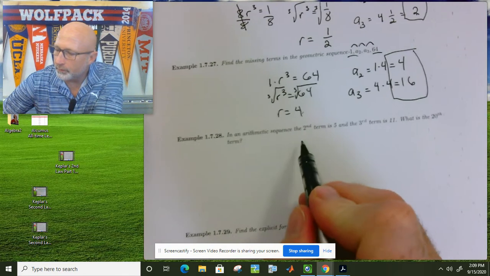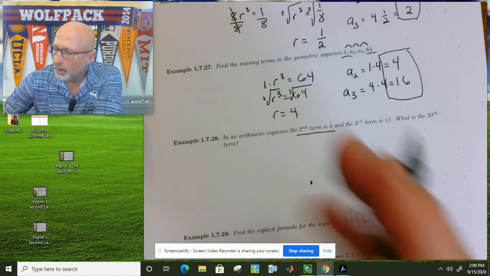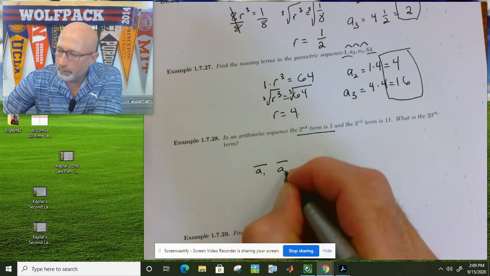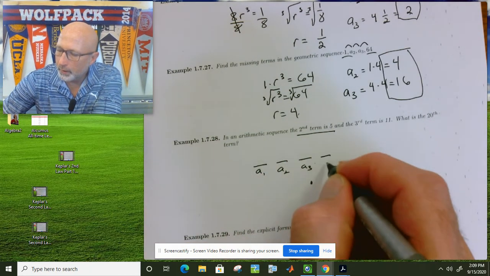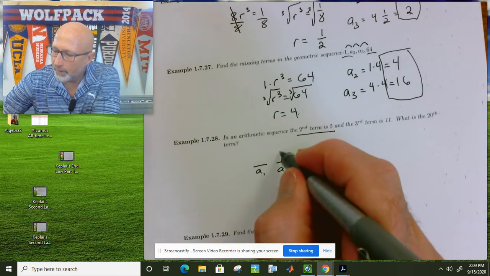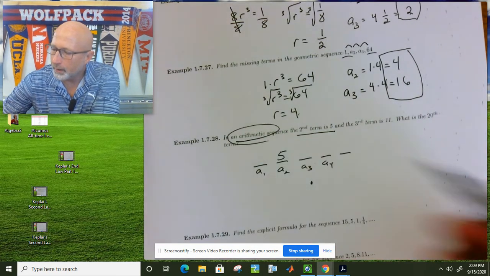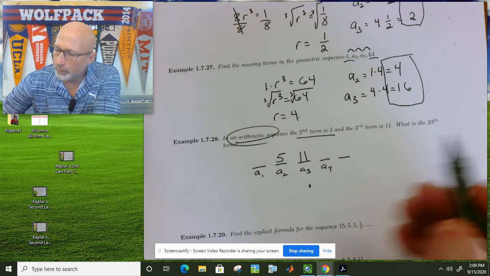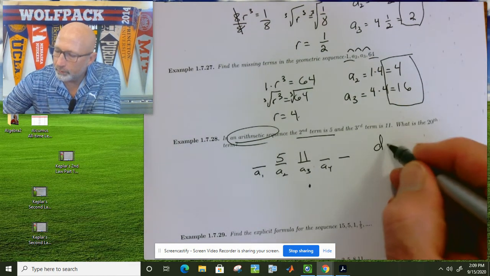Example 28. Long one, huh? In an arithmetic sequence, the second term is 5. If you remember, what I do is I go like this: this is A1, A2, A3, A4, and I just basically continue that. So the second term is 5. This is arithmetic. And the third term is 11.